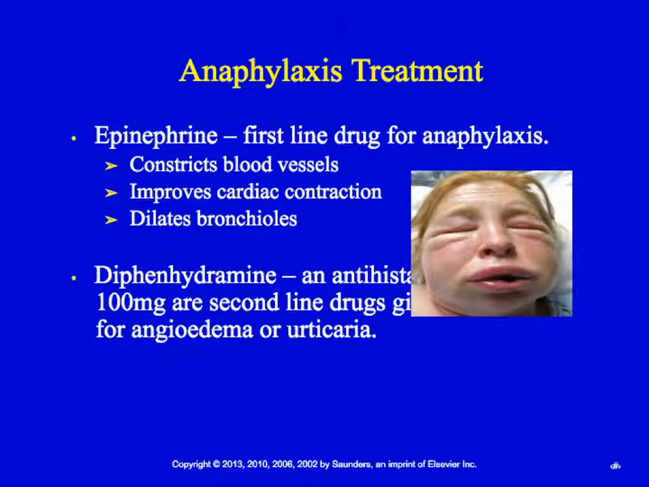Second line is diphenhydramine, and it's an antihistamine. Most people know it as Benadryl, so it would decrease that histamine response and decrease the angioedema or itchy rashes. So first epinephrine and then your diphenhydramine.